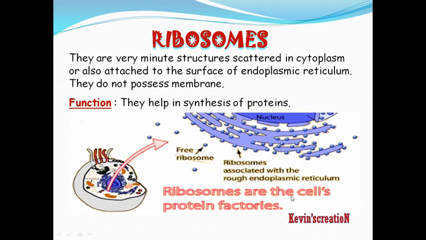Ribosomes are the cell's protein factories. So you can compare them to protein factories. The nucleus was the control center of the cell, the endoplasmic reticulum was the pipelines, and this you can say is the protein factory, just for you to remember these things.